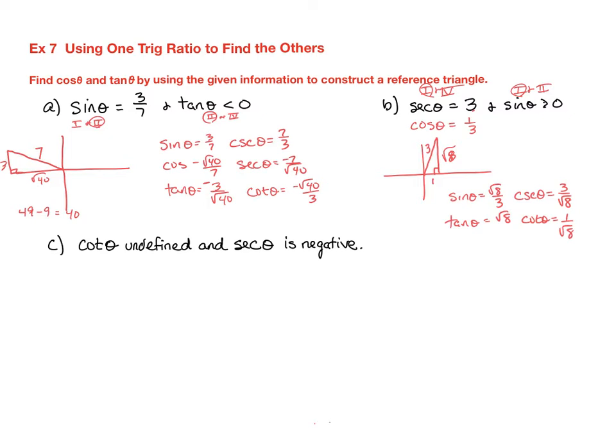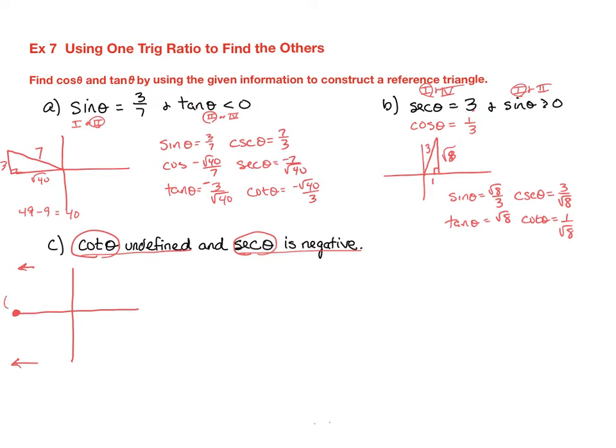Now the last one is interesting. It says the cotangent's undefined and the secant is negative. So to figure this out, I'm going to go ahead and make my xy axis. And we know that secant, which is the reciprocal of cosine, is negative over here on the left side, second and third quadrants. But cotangent undefined, it'll be undefined on one of the axes, on a quadrantal angle.